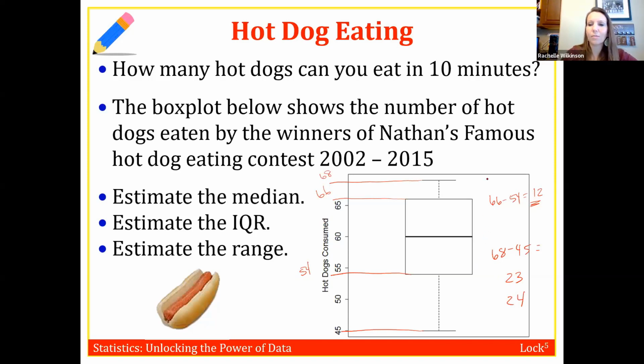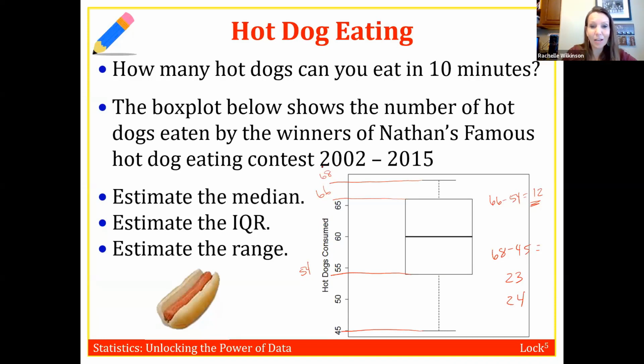Oh, thanks, Anna, for putting the math over there for me too. So yes, we can estimate the range on that. And we can see that the most number of hot dogs eaten in 10 minutes was either 68 or 69, which is a lot of hot dogs to be eaten in that amount of time.